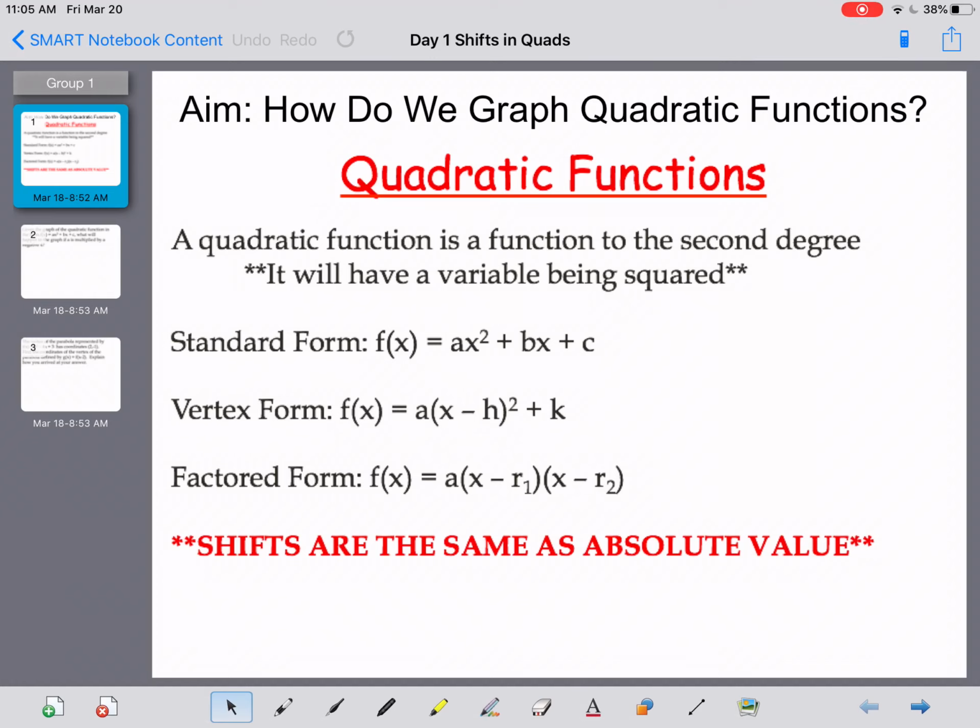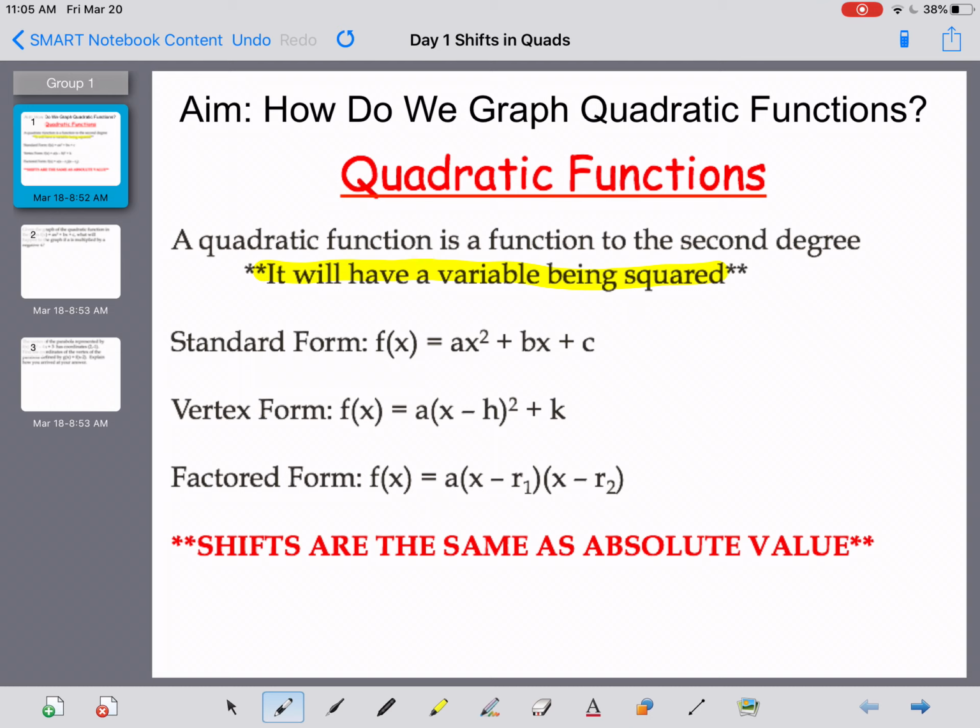Today's lesson is on how to graph quadratic functions. A quadratic function is a function to the second degree, so it will have a variable being squared. There are three main forms of a quadratic function that we will work with.